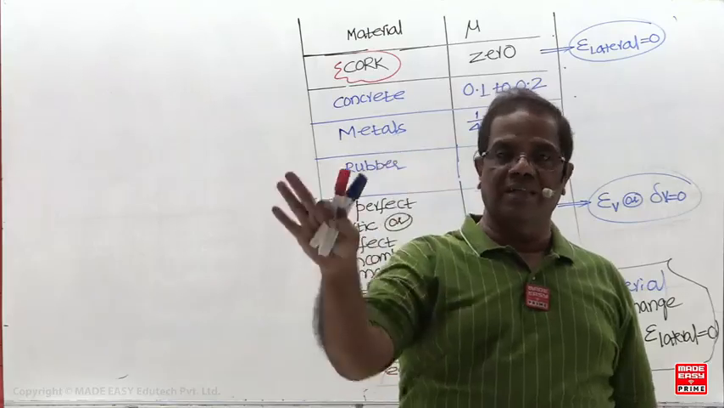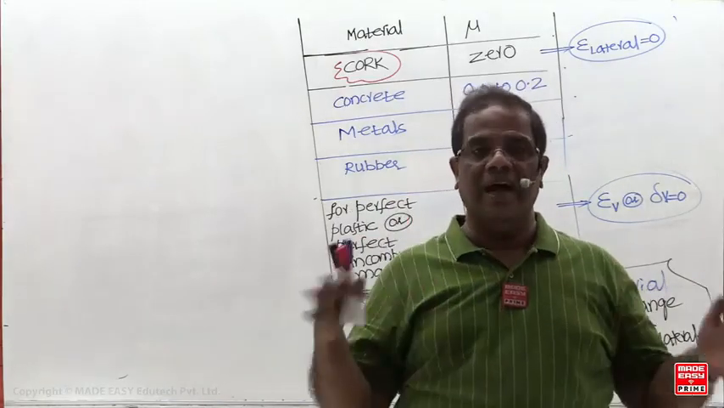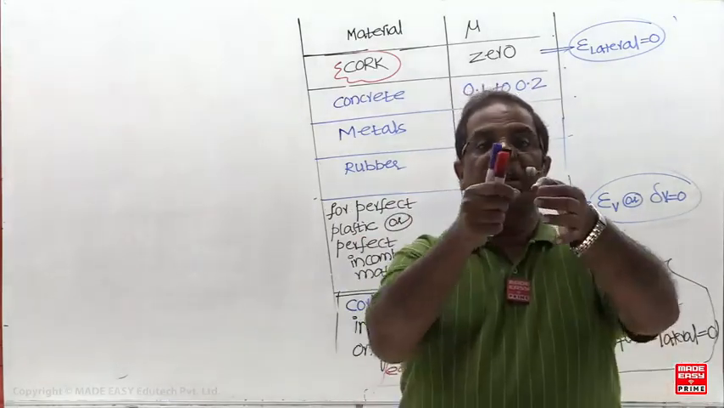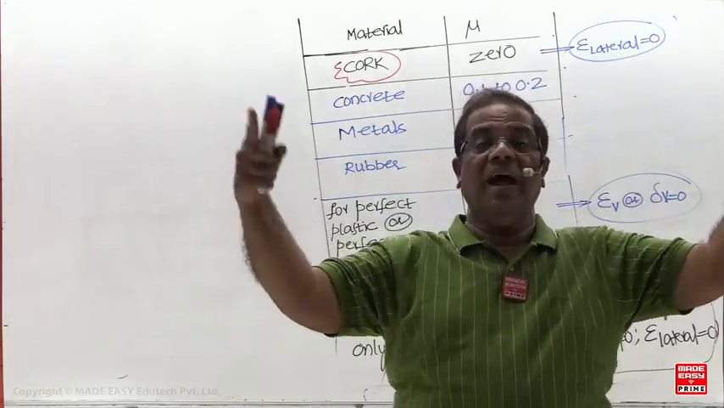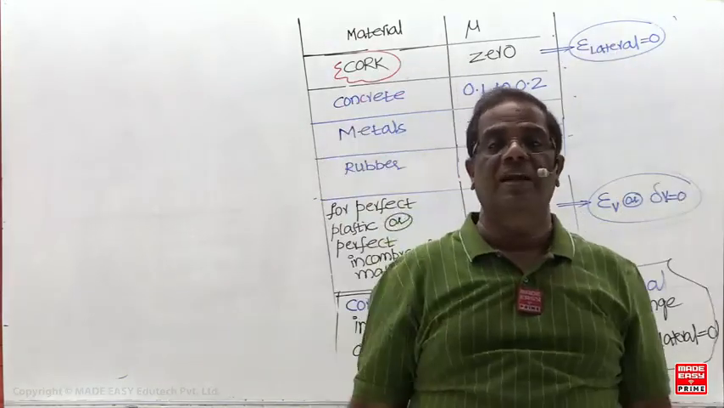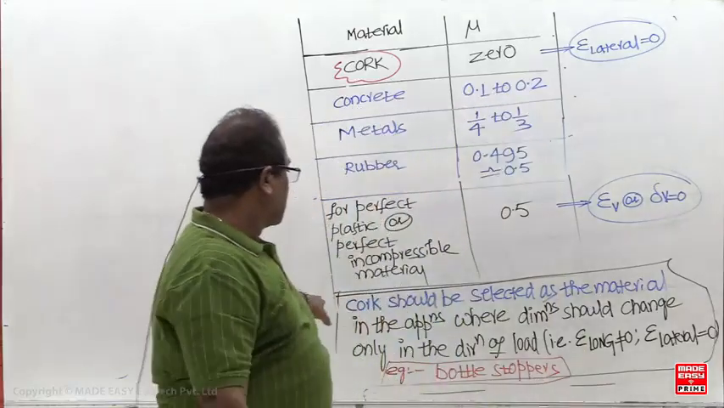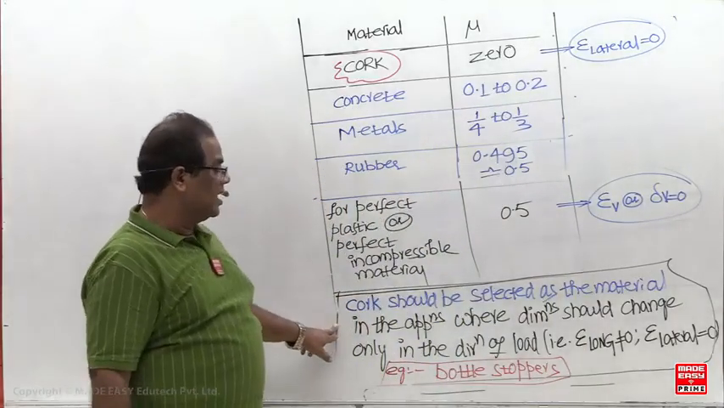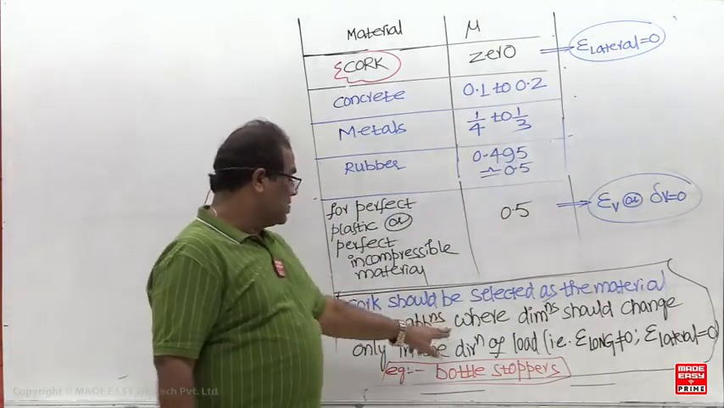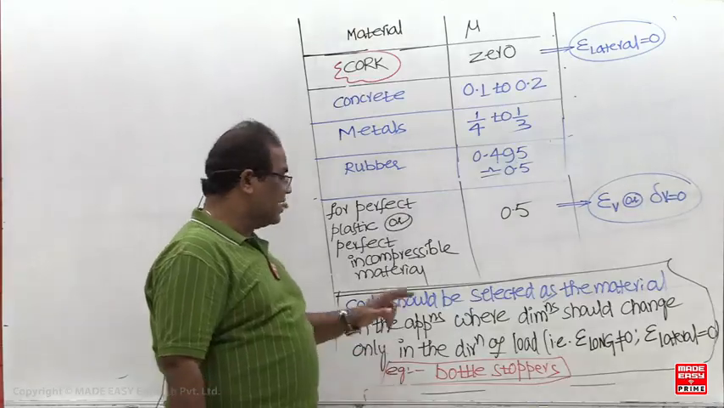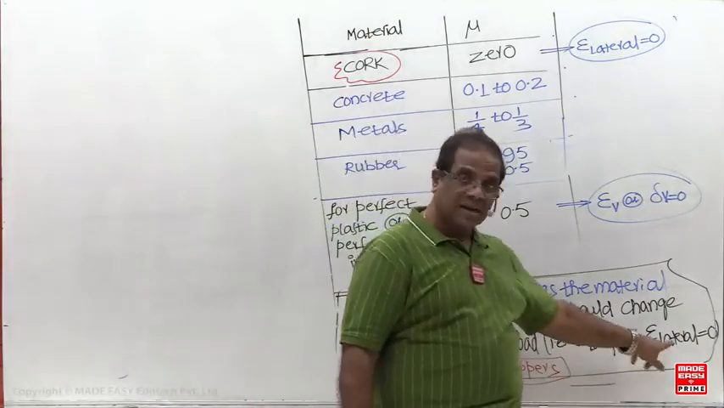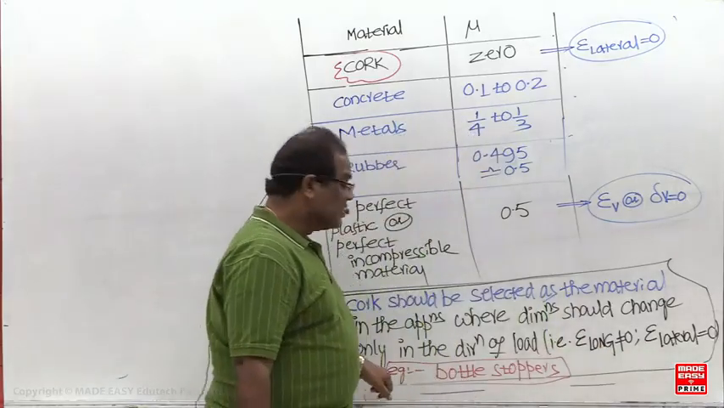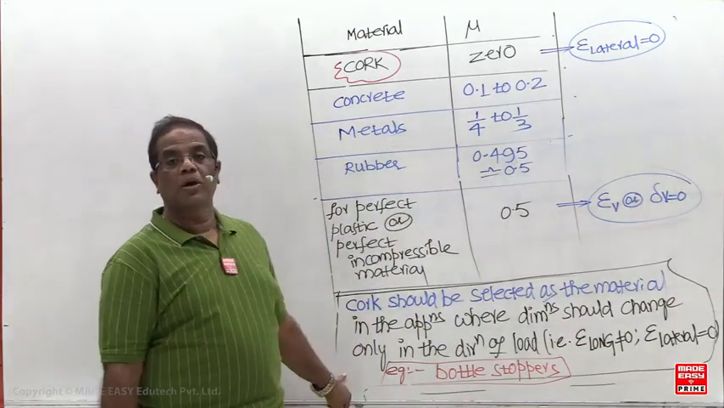If you use any other material, the longitudinal strain is associated with two lateral strains. So whenever I want the lateral strain to be 0, that is what I have written. Cork should be selected as the material in the application where dimension should change only in the direction of load. That is, longitudinal strain should be non-zero, but lateral strain should be 0. An example is a bottle stopper.